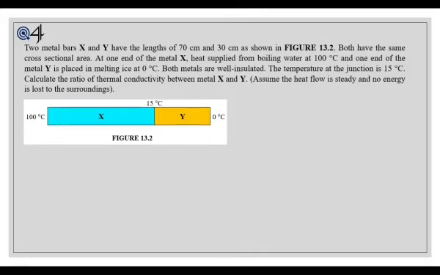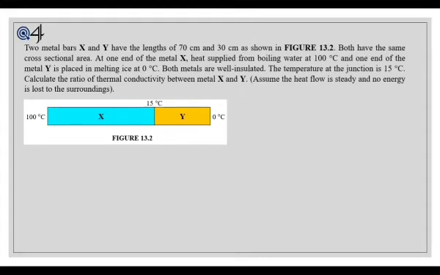Move on to the next question, question number 4. Two metal bars X and Y have the lengths of 70 cm and 30 cm as shown in figure 13.2. Both have the same cross-sectional area. At one end of the metal X, heat is supplied from boiling water at 100 degrees Celsius, and one end of the metal Y is placed in melting ice at 0 degrees Celsius.